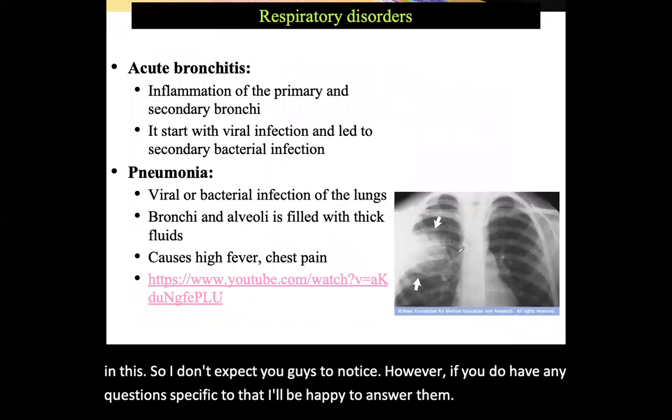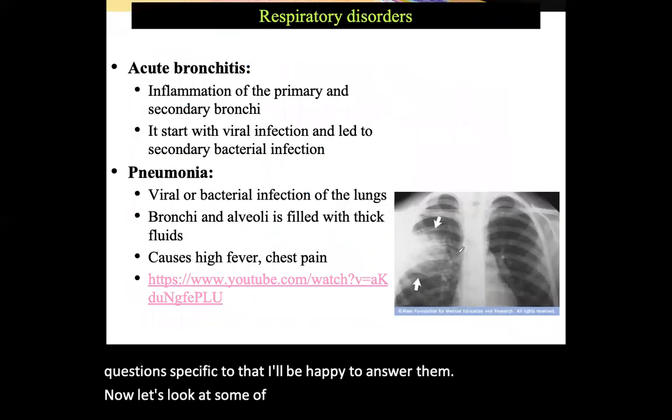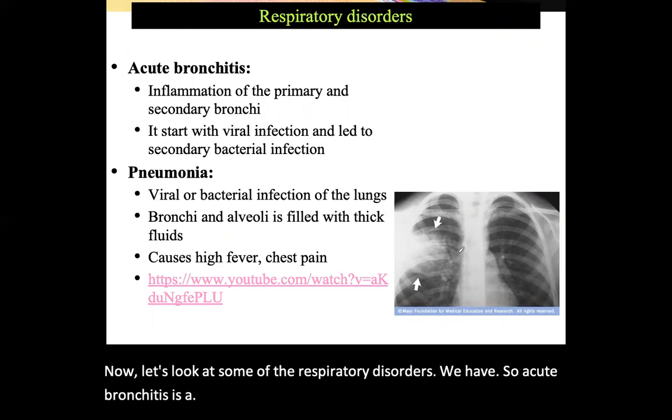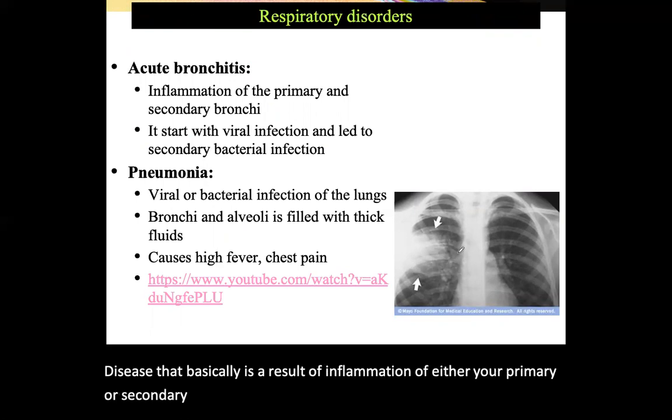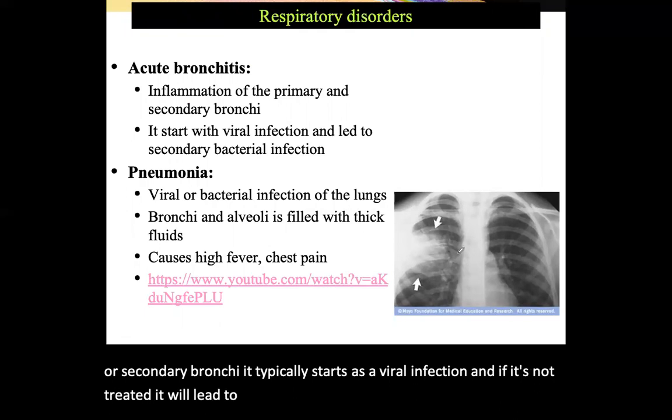Now let's look at some of the respiratory disorders we have. Acute bronchitis is a disease that is a result of inflammation of either your primary or secondary bronchi. It typically starts as a viral infection, and if it's not treated, it will lead to a secondary bacterial infection.